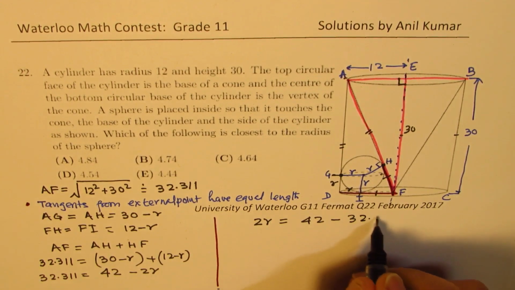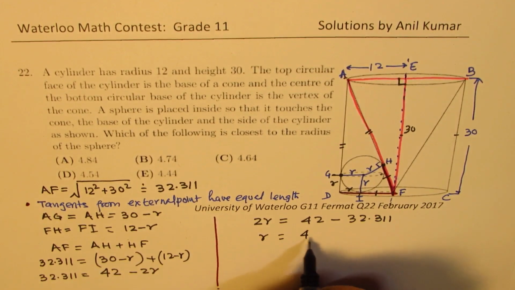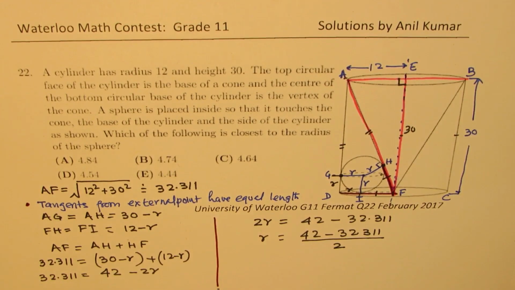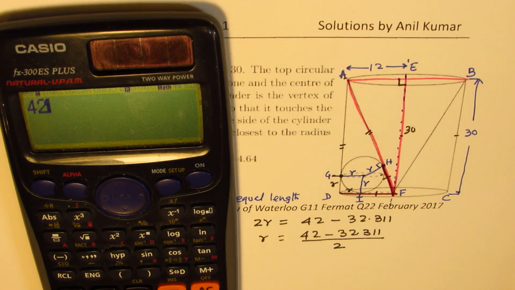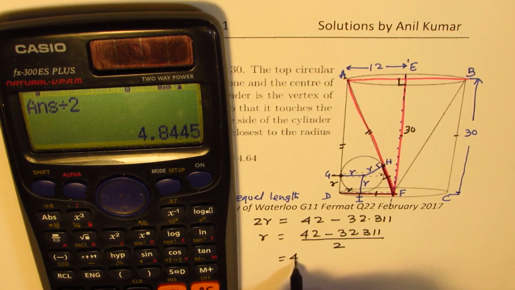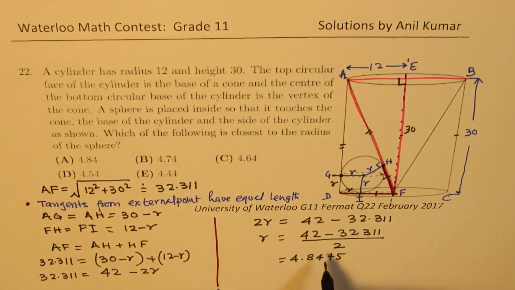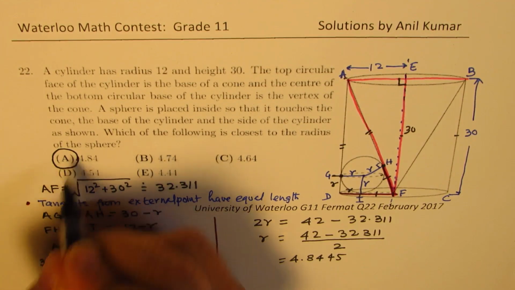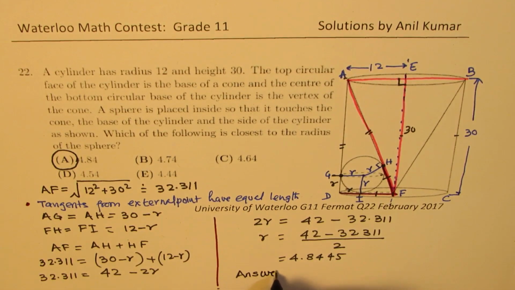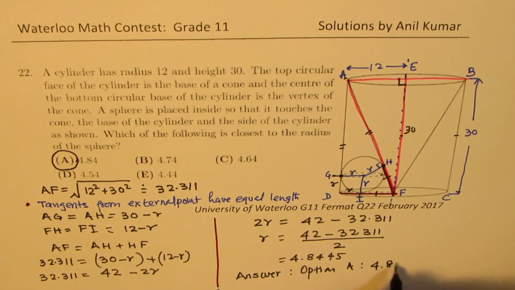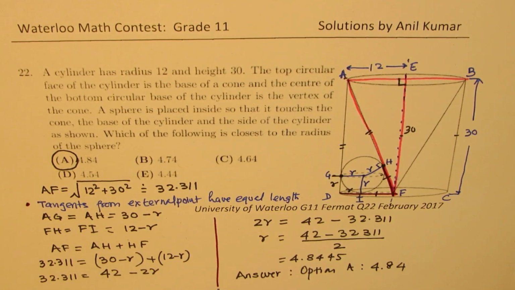Take away 32.311, so R is 42 minus 32.311, divided by 2. Let's use the calculator once again. 42 minus 32.311, divided by 2, half, gives 4.8445. So 4.84 is the correct answer, which is option A. So that is how you're going to find the answer.